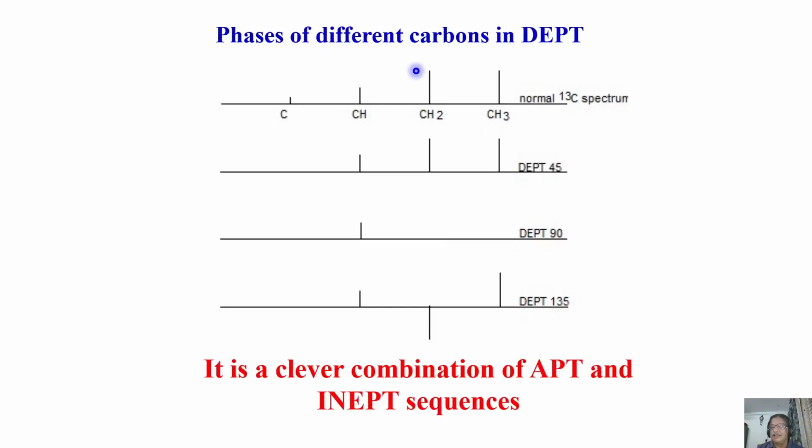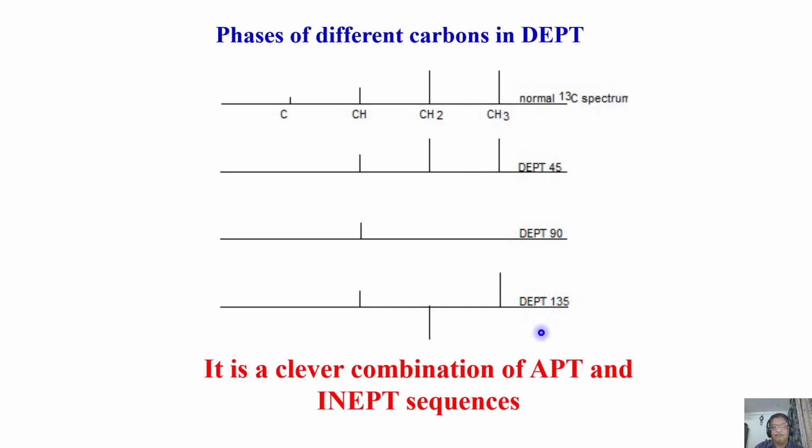This is an example of how we can see. I'll explain what APT and INEPT are later. I will not discuss them now. They are called attached proton test and insensitive nuclei enhanced by polarization transfer. First, I have to explain polarization transfer to you, and these are all the methods. This is a method to identify carbons also. We'll come to that later. Since DEPT is the most commonly used experiment, I am discussing this now.